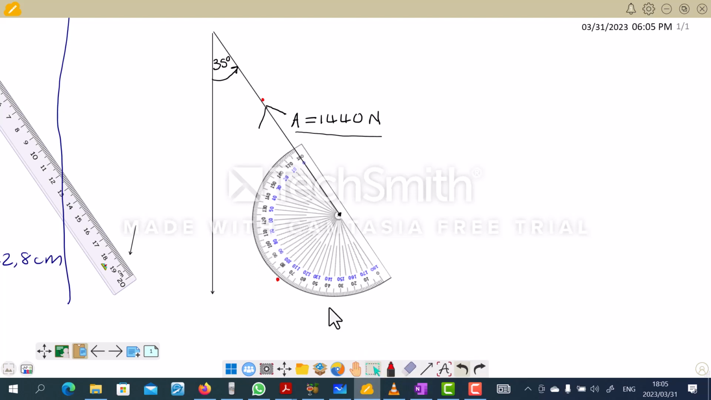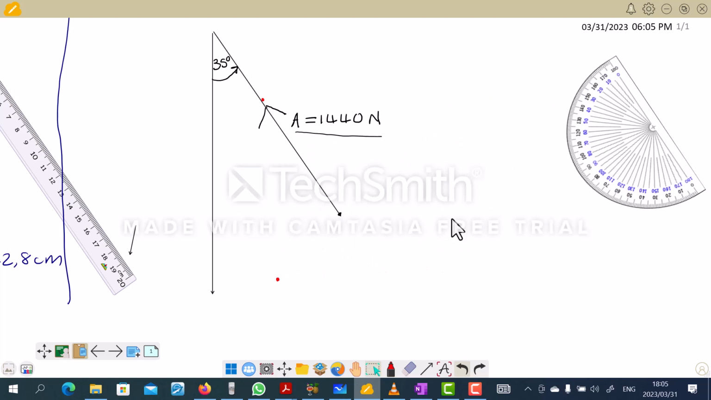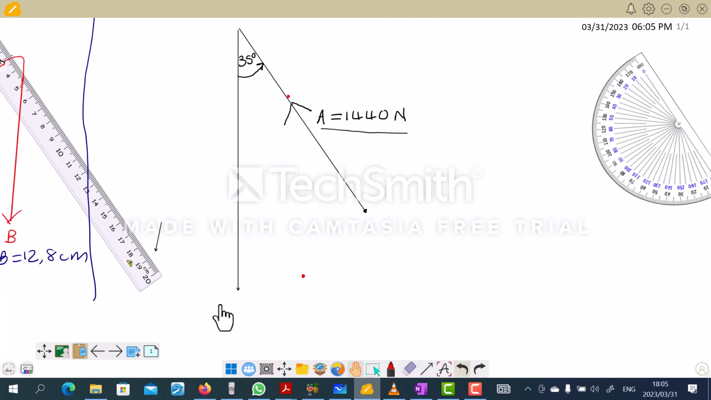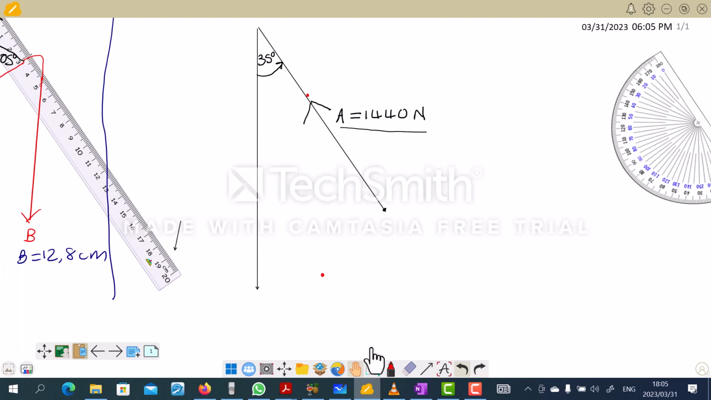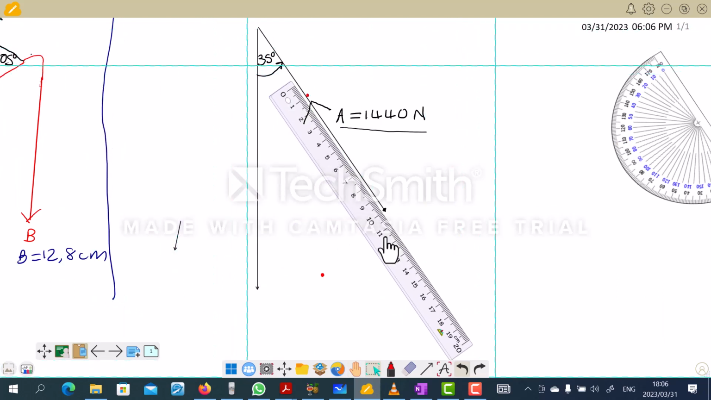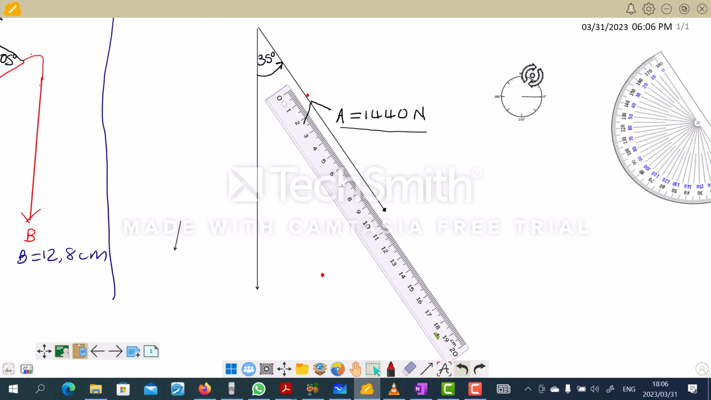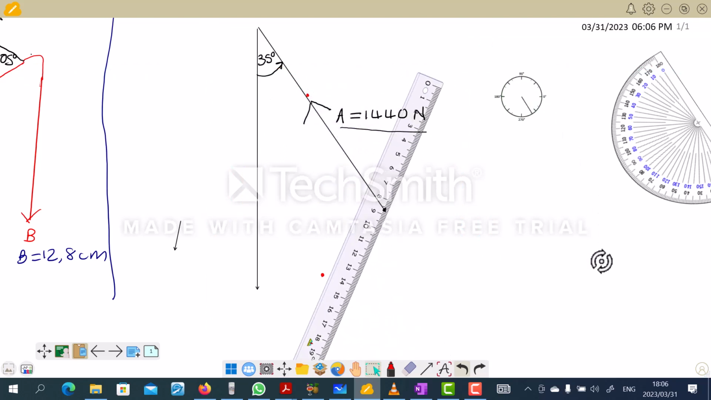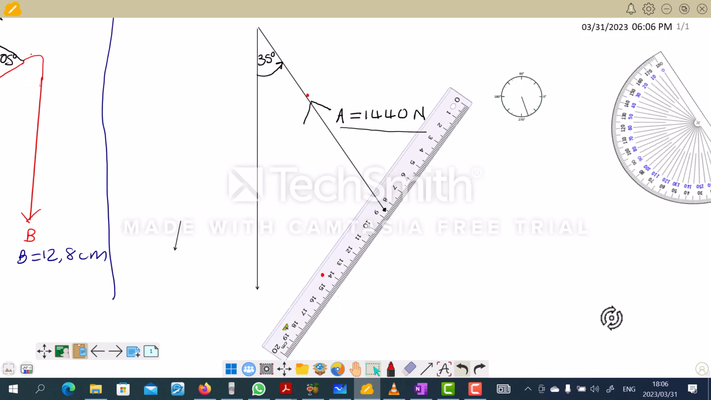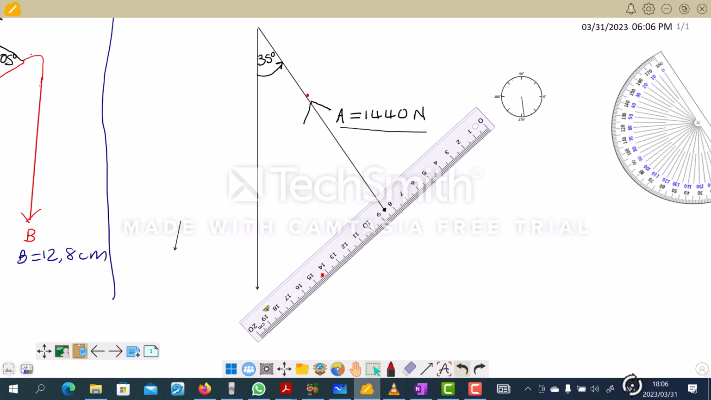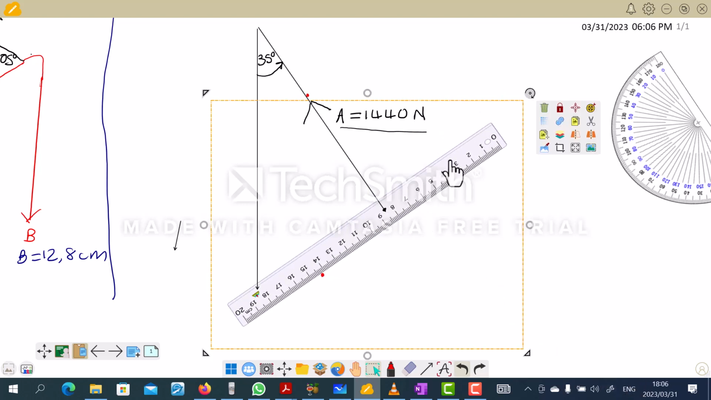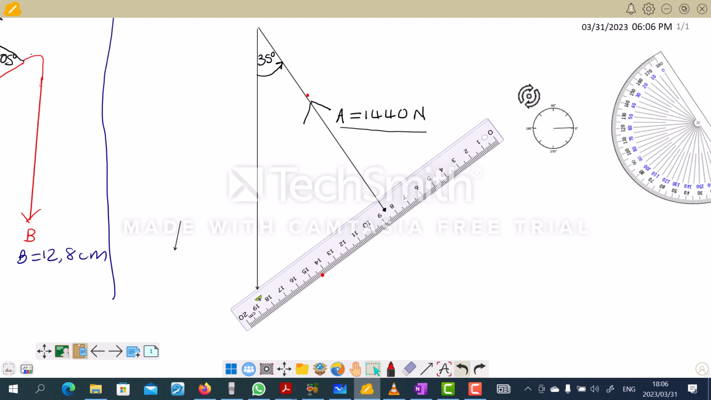So let us now draw this vector, and we know the magnitude is 12.8. The magnitude of B is 12.8. Okay, I'm going to use my ruler again. So I take my ruler, then I need to turn it the other way. We need now 12.8, so my ruler is supposed to be straight with the dot.